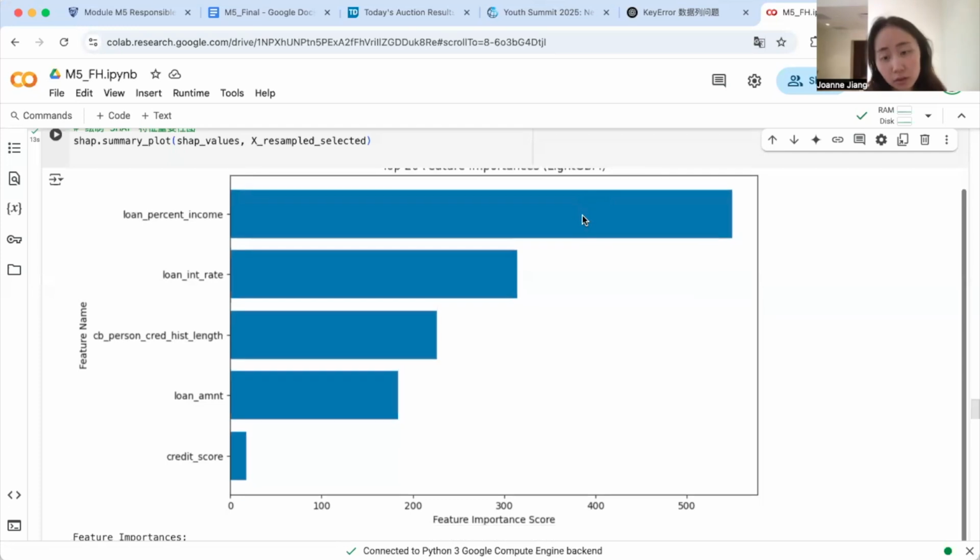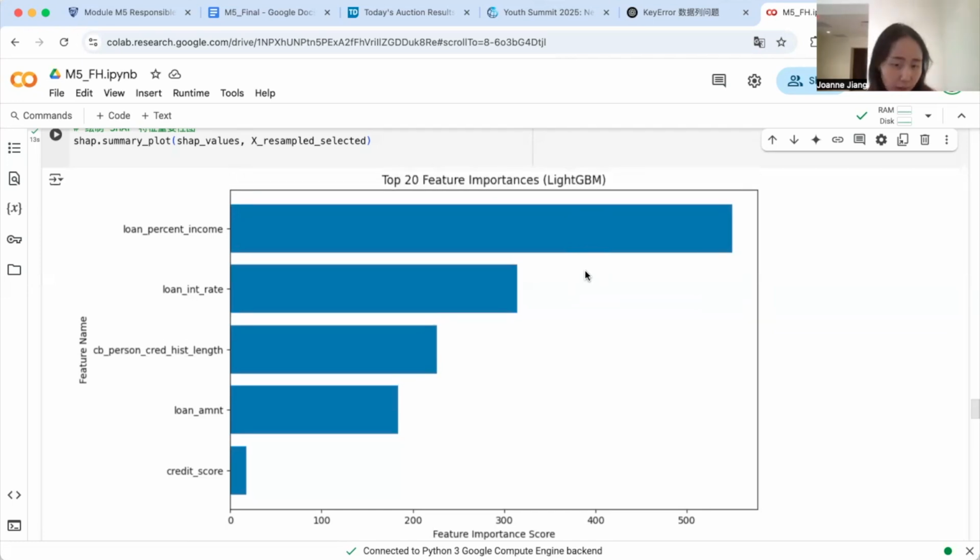So while the model performance was strong, it was equally important to ensure fairness and transparency in decision making. We started by analyzing the feature importance to understand which factors most influence loan approvals. LightGBM's feature importance ranking indicated that the loan percent income had the highest impact, followed by the loan interest rate and the credit history length, reinforcing that financial stability played a really important role in predictions.